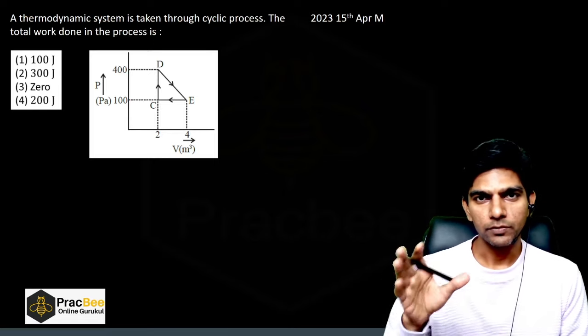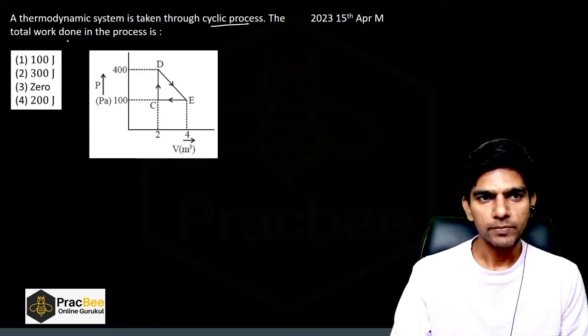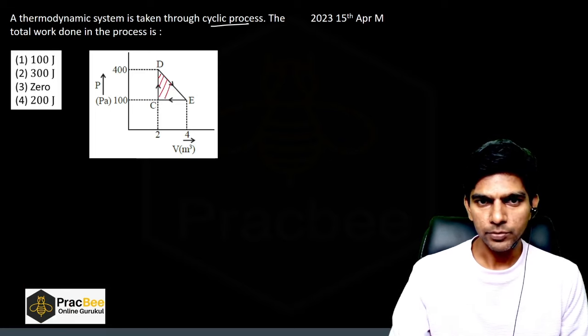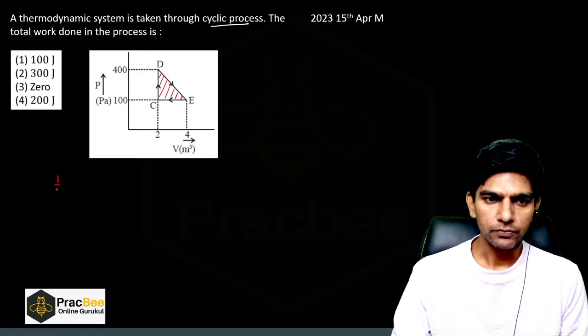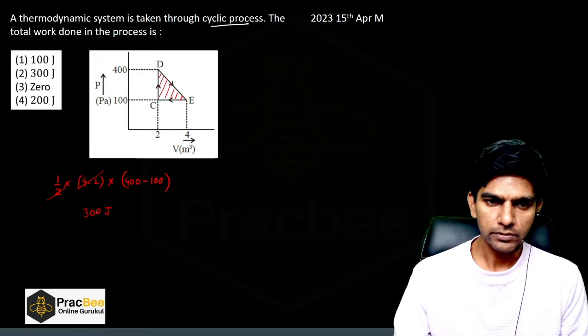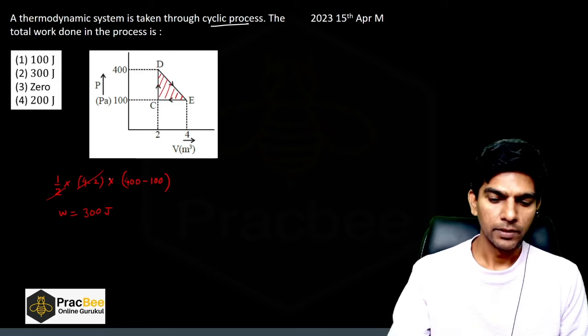Now let us see the illustration, whatever we have studied for work done, let us see how we can calculate. Now here we are given a cyclic process, and we have to find the work done. Can you see this cyclic process? We have a triangle, so basically we have to calculate the area of this triangle. It will be half, base will be 4 minus 2, and the height will be 400 minus 100. So this will become 300 joules. That is the work done by the gas, and it is a clockwise cycle, so it will be a positive work done. So the answer is option 2.